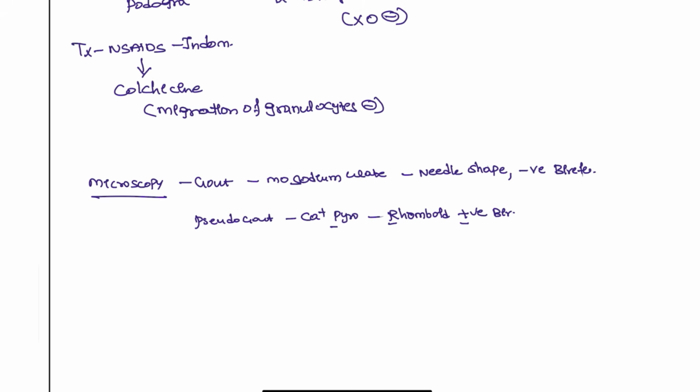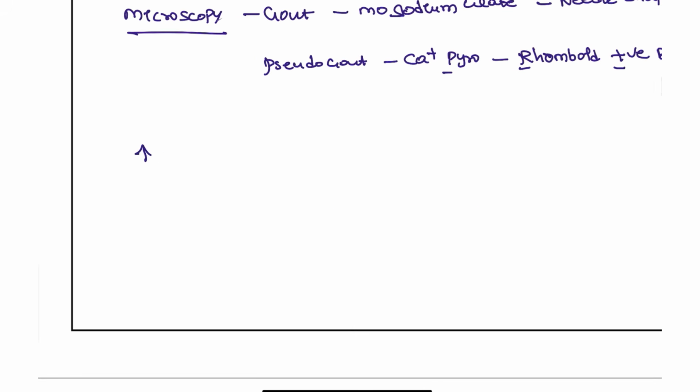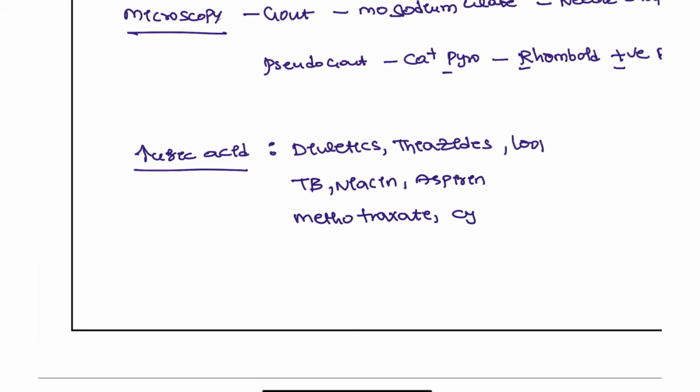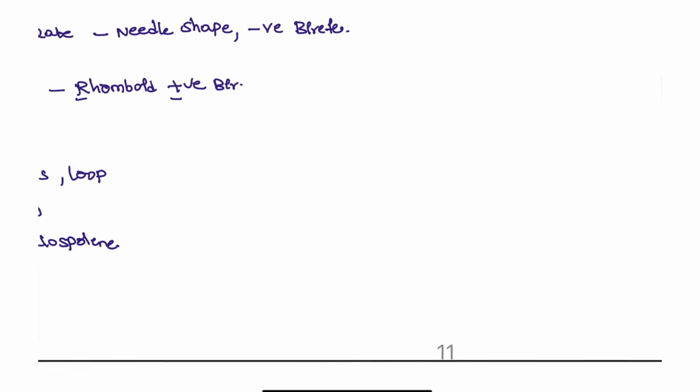This is the one thing that you have to remember. Next, uric acid increasing drugs. What are the drugs that will increase the uric acid? Examples: diuretics, thiazides and loops. TB drugs will also increase it. Niacin will increase it. Aspirin is also going to increase it. Also drugs like methotrexate and cyclosporine will increase drug-induced uric acid levels.